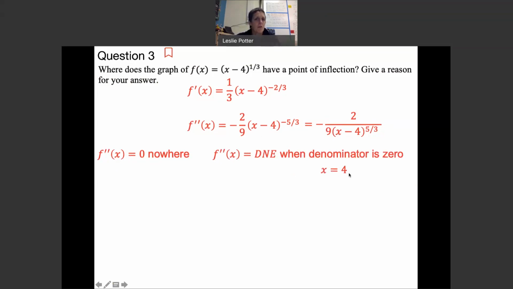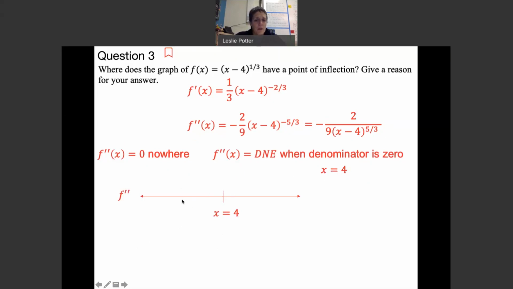So I mentioned a little earlier that I was going to have one of each of these, right? Where we were looking at second derivatives equal to 0, and one where we were looking at second derivatives that were undefined. And this is obviously the undefined one. So we're going to set up our second derivative number line. We're going to identify x equals 4 on that number line. And this is a possible point of inflection, so we need to verify what's happening on either side.